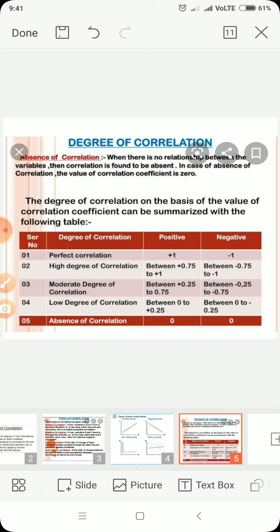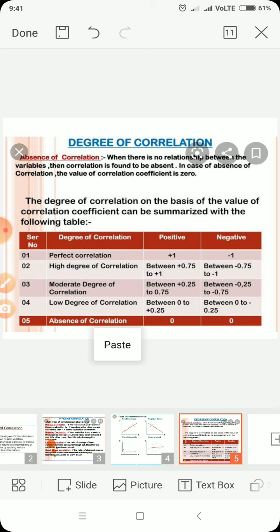Next is moderate degree of correlation. In moderate degree of correlation, the correlation of two series is neither large nor small, that means it is moderate. It is said to be the moderate degree of correlation, and its coefficient would lie between 0.25 to 0.75. Similarly, for the negative, it is between -0.25 to -0.75.